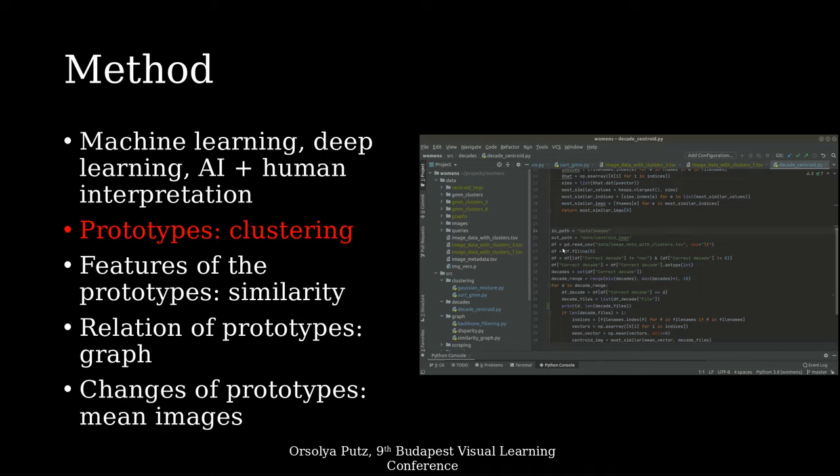But how? How can one make this corpus informative? These questions bring us to the issue of methodology. Due to the size of the corpus, data can be processed most effectively with machine learning, deep learning, and AI methods. Each research question was approached with the most fitting machine-aided method. Prototypes were identified with clustering, which I will explain later. The features of each prototype were studied at a deeper level on the basis of similarity metrics. It means that the most similar 5 images were inquired in case of certain selected images.